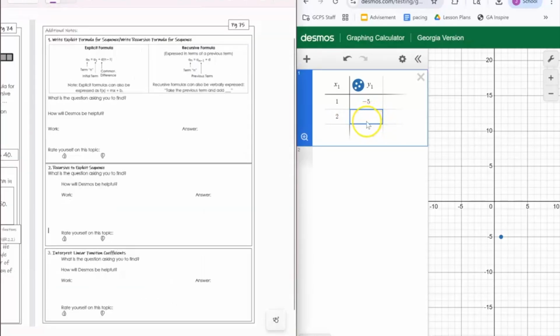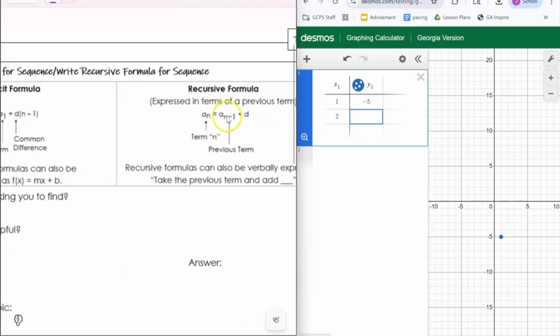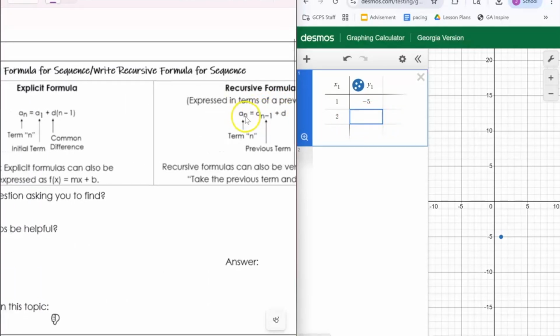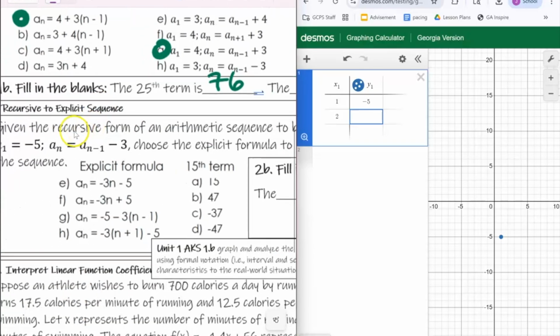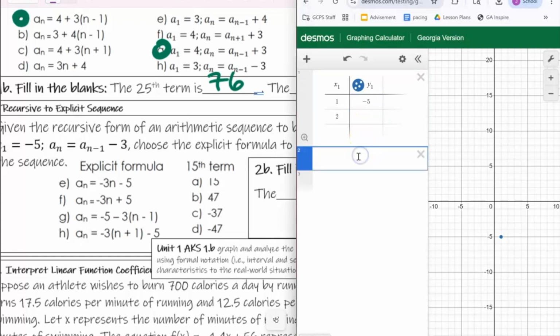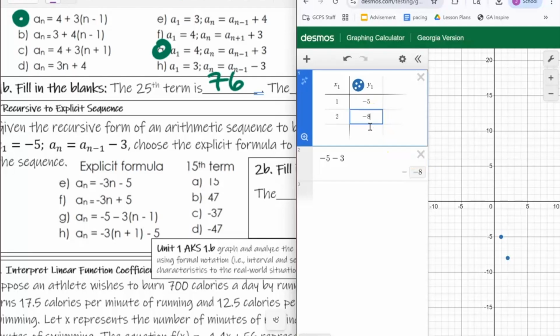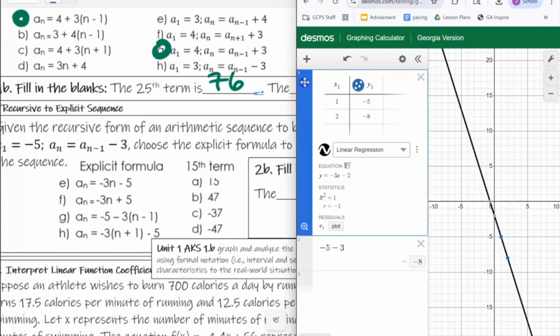So again, let me just remind you. It goes previous term plus the common difference. And that's the same common difference that we put right here. If you look at our question, previous term -3. So the common difference is -3. So that means I start off with -5. I subtract 3. It's going to give me my next number, which is -8. Now, if I've done this correctly, when I hit this, you should see the common difference of the -3 that we started with. Let's see.